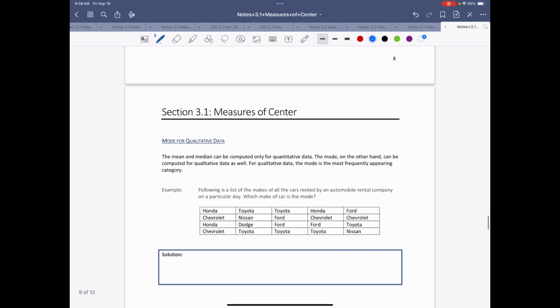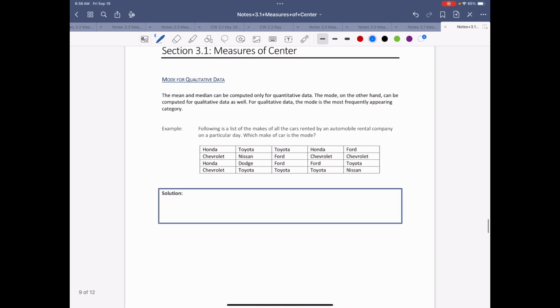When you're doing qualitative data, eye color, something like that, qualitative data cannot have a mean or median. That doesn't make sense, but it can have a mode. Pause the video and see which car make is the mode. And you should have come up with Toyota.